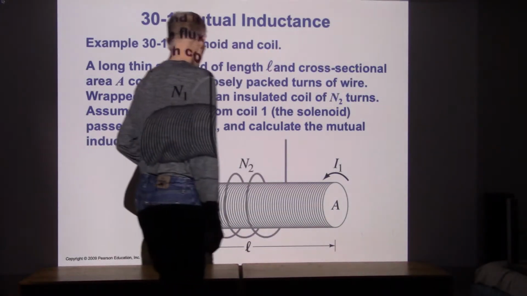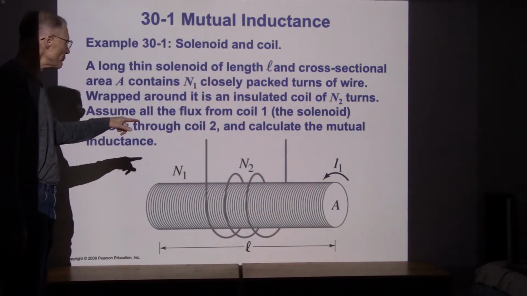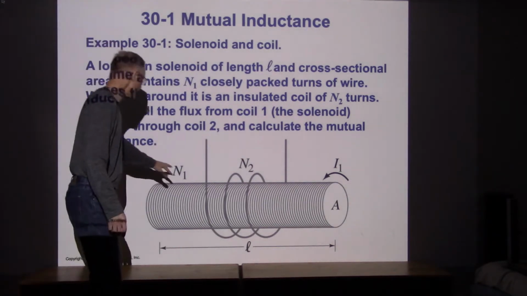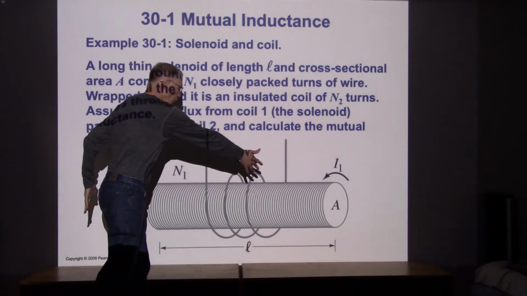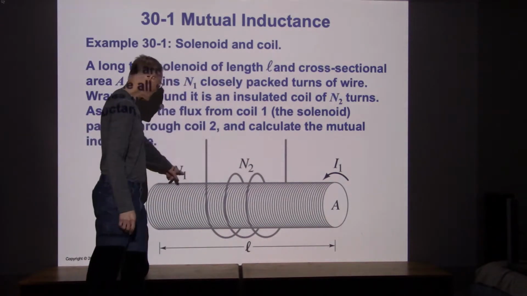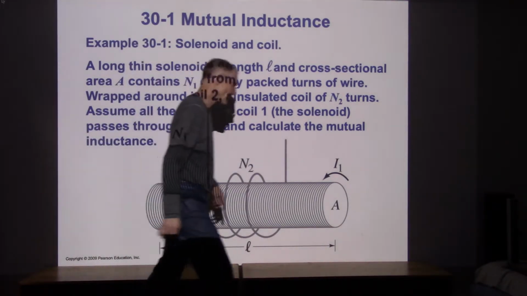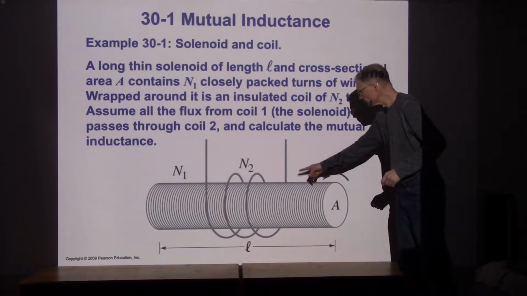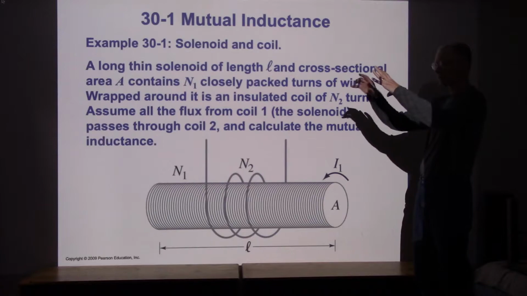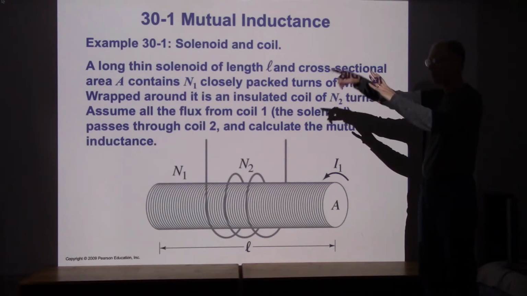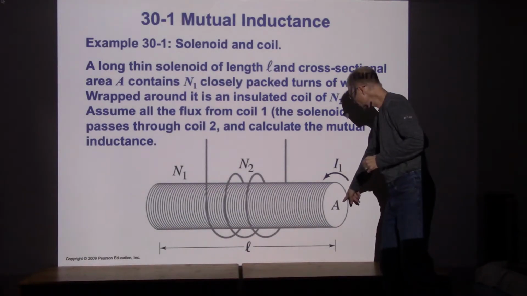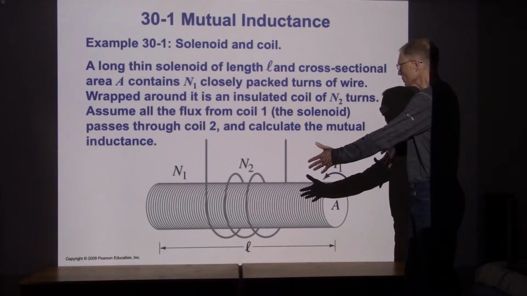Here is, now this is configured a little differently, but it's basically the same thing. What we've got is this long solenoid, and it's got N1 number of loops, a bunch of loops here. And then it's got a current, and that current is traveling around the circumference of that solenoid. There's a cross-sectional area, and there's a certain length.